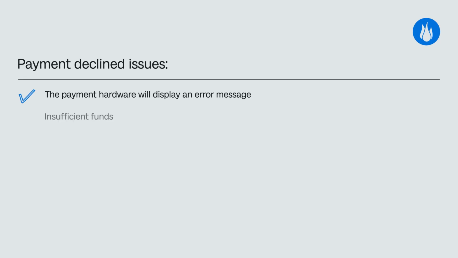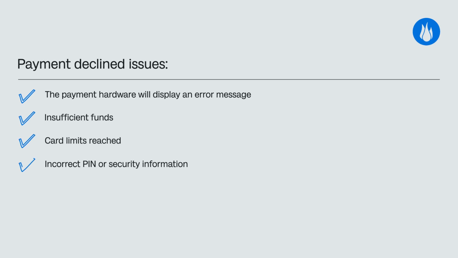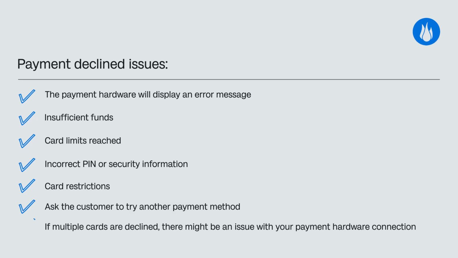Payment declined issues. If a payment is declined, the payment hardware will display an error message. Common reasons include insufficient funds, card limits reached, incorrect PIN or security information, card restrictions. Ask the customer to try another payment method. If multiple cards are declined, there might be an issue with your payment hardware connection.